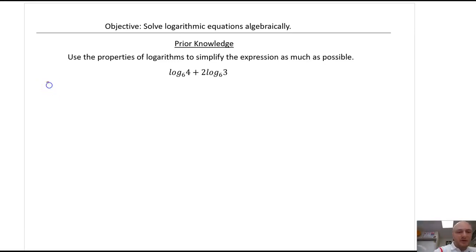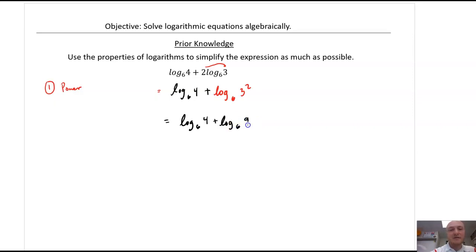Generally, the first property that you're going to use is the power property. And just a reminder that you can take a coefficient, as seen here, the 2, and rewrite this logarithm as log base 6 of 3 squared. I just bring this coefficient up into the argument and use it as a power. So we have log base 6 of 4 plus log base 6 of 9.